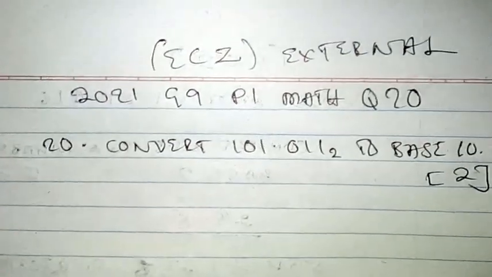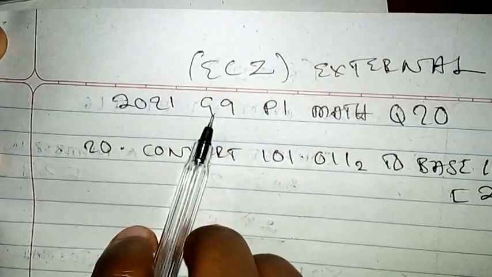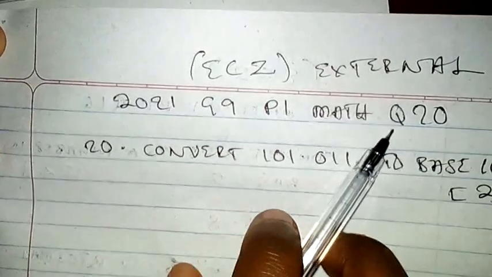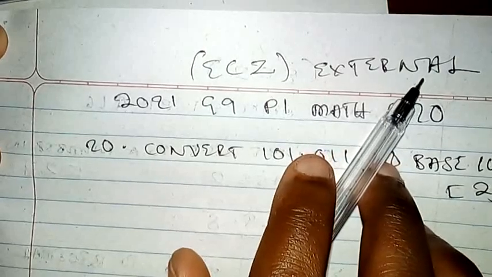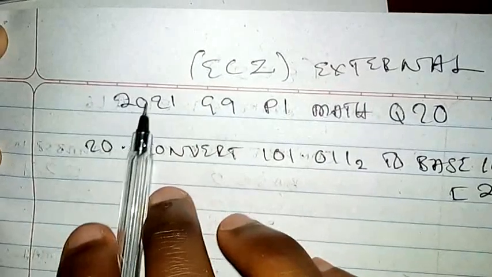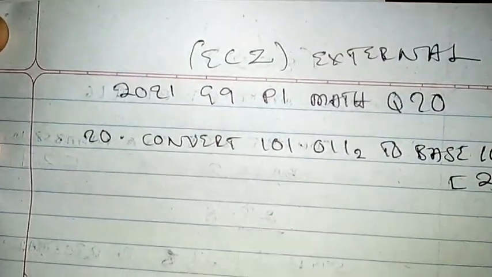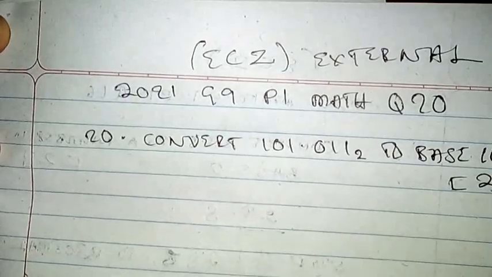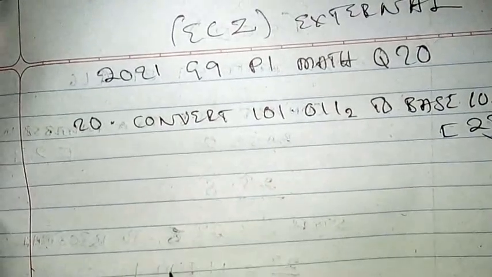Welcome back. In this video we are going to answer this question, which is from the 2021 Grade 9 Paper 1 Mathematics external exam, which means these were written in the middle of the year 2021, somewhere in July, and it carries 2 marks. As you can see, it was prepared by the Examination Council of Zambia.